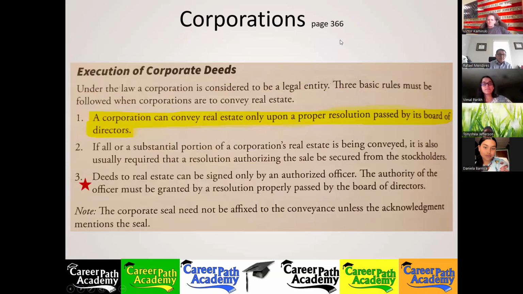So now turn to page 366 just for a moment to do this highlight. So under the law, a corporation is considered a legal entity. It's a fictitious person. It's a fake person for tax purposes. There's three basic rules that must be followed when corporations convey real estate. A corporation can convey real estate only upon a proper resolution passed by its board of directors. We'll highlight that.